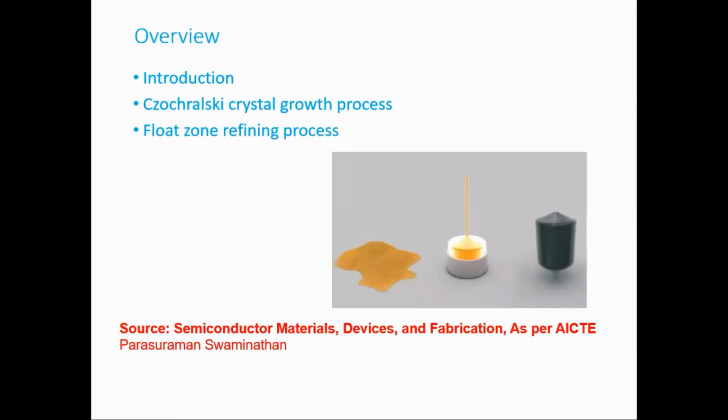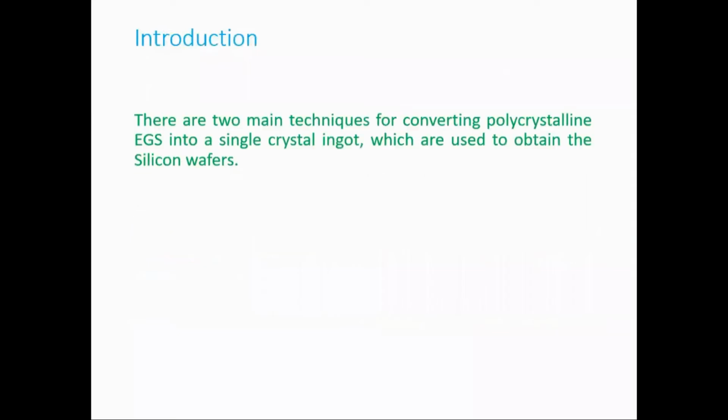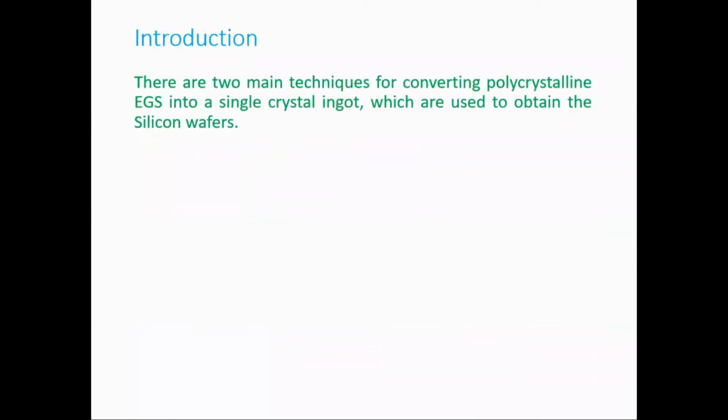The first process is called the CZ process, or Czochralski crystal growth process. The second is the float zone refining process. Both of them have their advantages and disadvantages. We will be discussing them one by one. First I will go towards the CZ process. So what is the CZ process? We are coming to that.